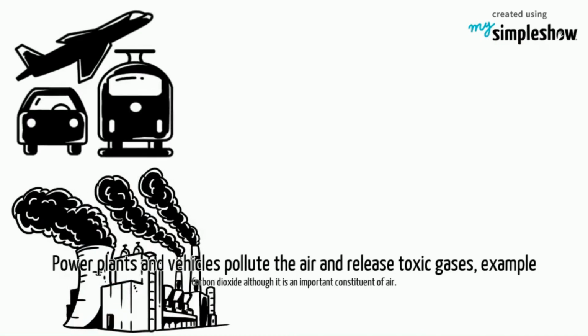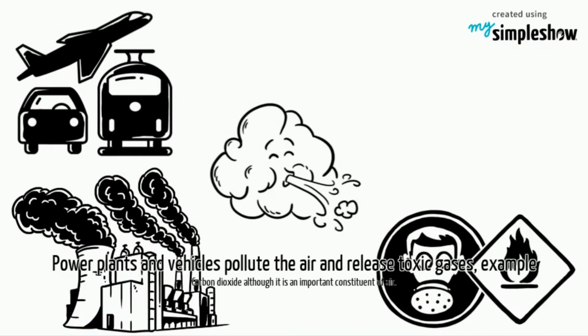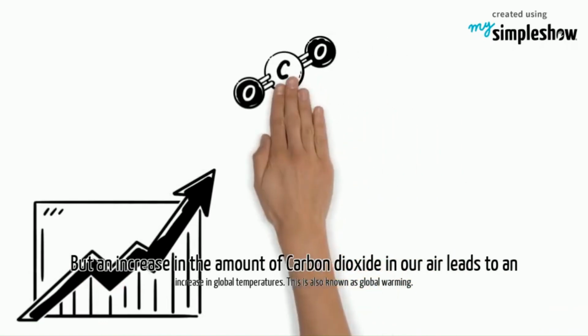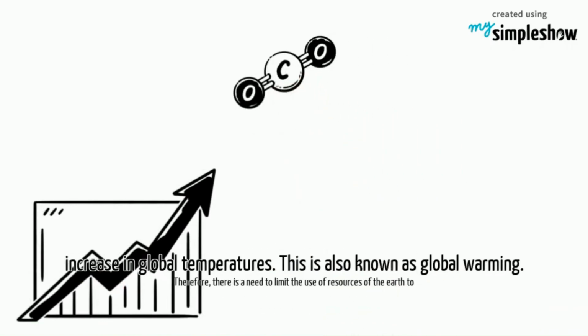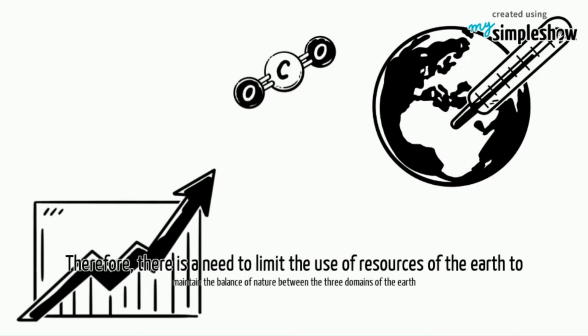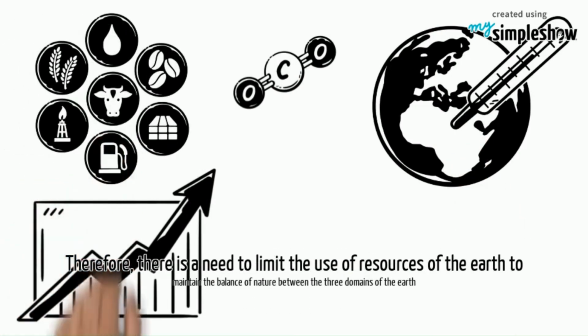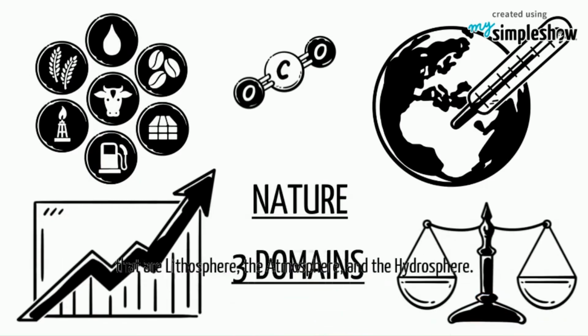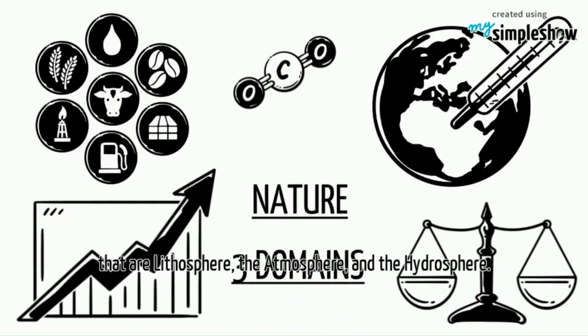Power plants and vehicles pollute the air and release toxic gases, for example carbon dioxide, although it is an important constituent of air. But an increase in the amount of carbon dioxide in our air leads to an increase in global temperatures. This is also known as global warming. Therefore, there is a need to limit the use of resources of the Earth to maintain the balance of nature between the 3 domains of the Earth, that are the lithosphere, the atmosphere, and the hydrosphere.